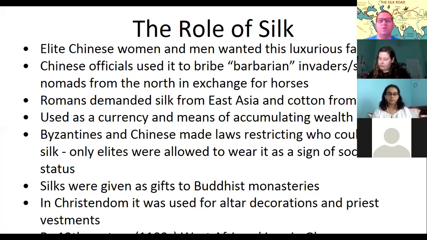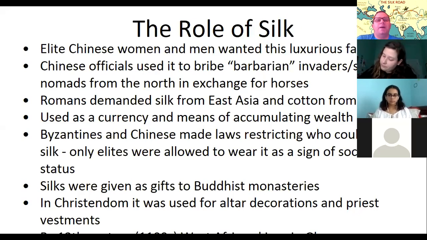And so we know that silk was a luxury item, okay? People in the Chinese government used it to bribe people with, okay? Romans wanted access to the silk, okay? Because this was something that they could use as a way to show wealth and to show status. Certain people use this as a means of currency, okay? You could trade silk as a means of actual currency, okay?